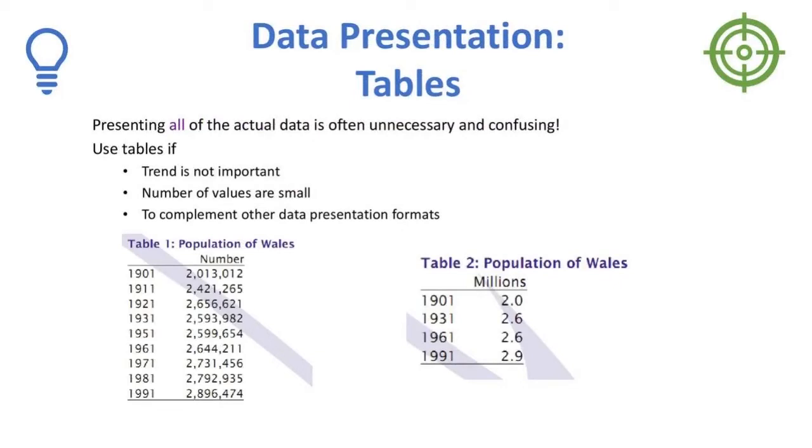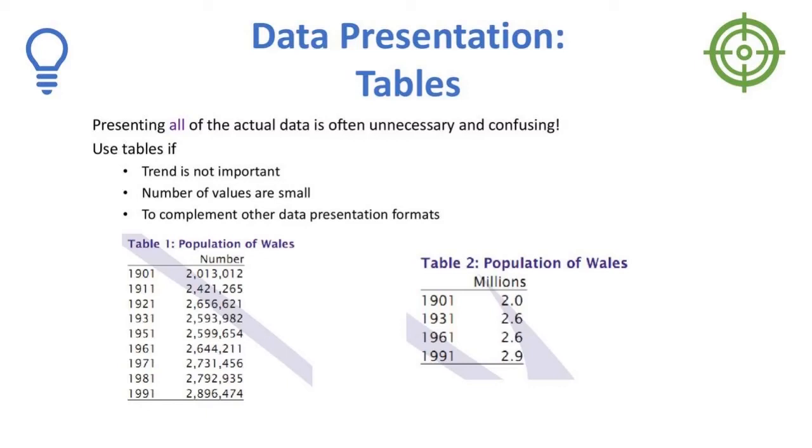Often you'll find, of course, that presenting all of your actual data can be unnecessary and confusing. So you would use tables if a trend is not important, there's a number of values that's small, and indeed to complement other data presentation formats. Here are two presentations of the same data. We're looking at the population of Wales, which is part of the United Kingdom. Do I really need to give all of these significant figures in my data presentation? Wouldn't it be much simpler if I presented in the table 2 format?